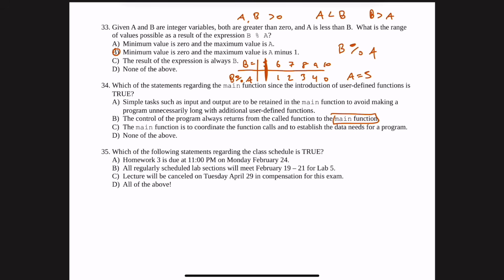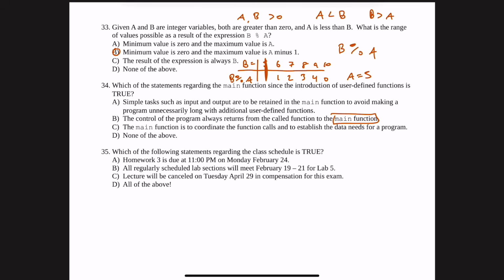But sometimes we do have UDFs call on UDFs if it's a supporting task. Maybe we just want to get a unit conversion, we want to check if it's a leap year, something like that. Something very small is necessary in another function. And so we do have a UDF calling a UDF. In cases like that, the control is always going to return to whatever function called that UDF. So in that case, it would go back to the UDF that called it, which is not the main function. So B is going to be false.